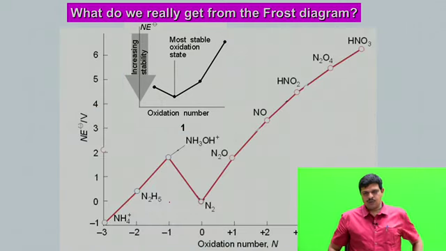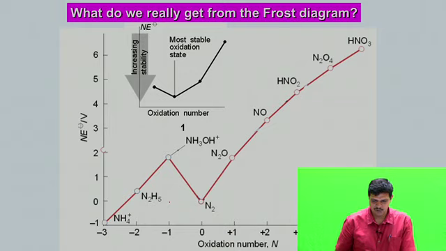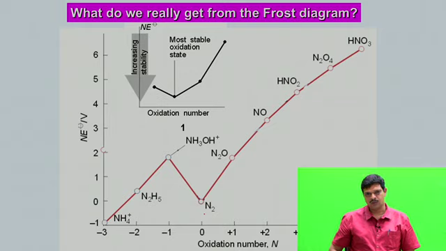Now, as I told, let us try to extract what information we will get from the first diagram. That is the ultimate goal of constructing the first diagram. The first information you will get just by looking at the diagram, no need to calculate, is which species is the most stable. That means which oxidation state is the most stable state of a particular series.